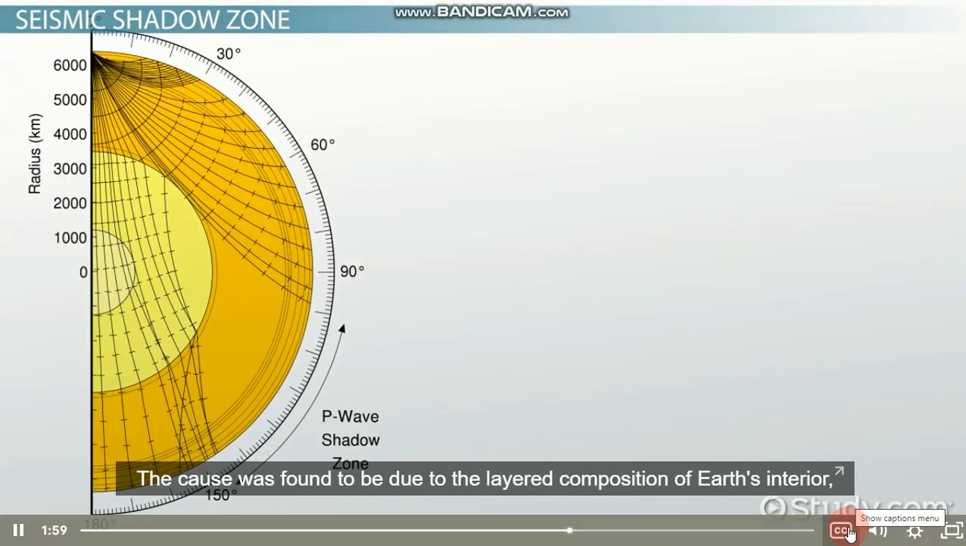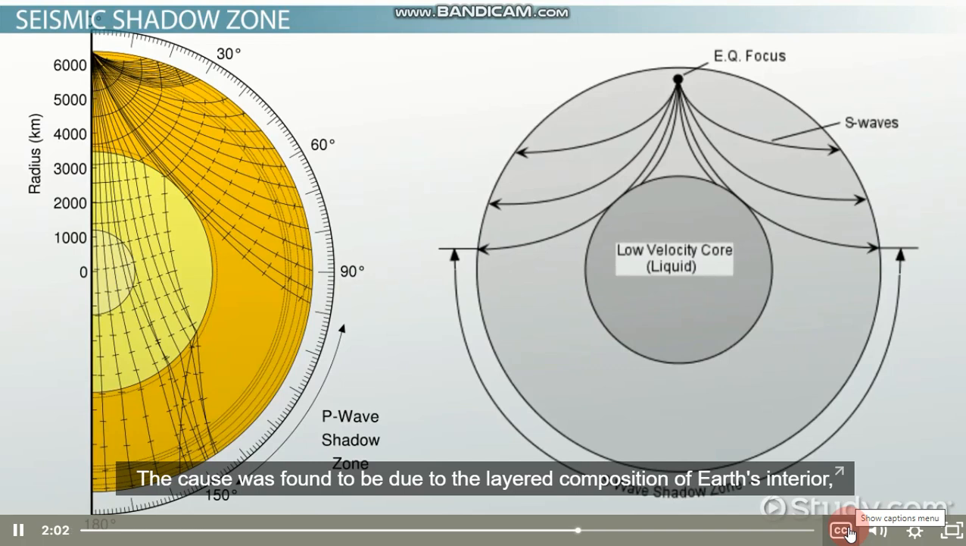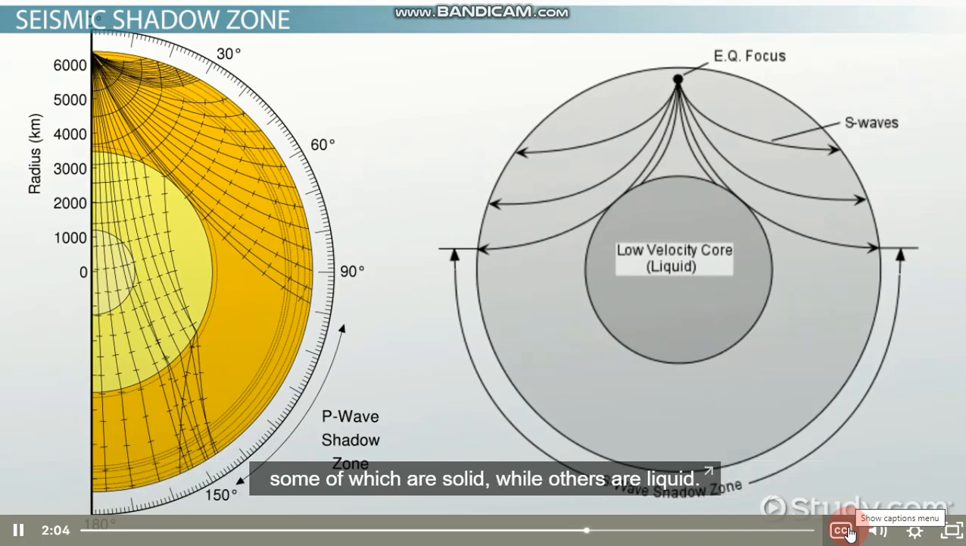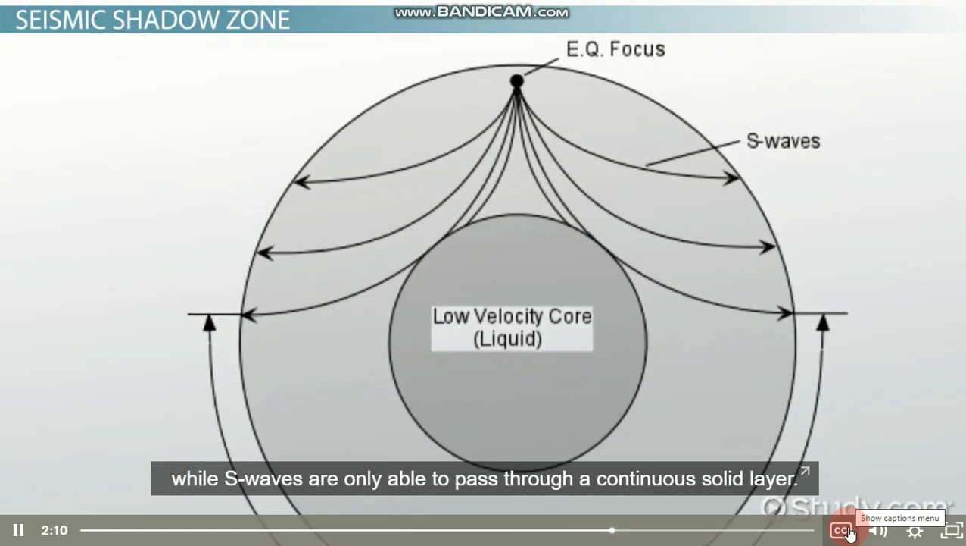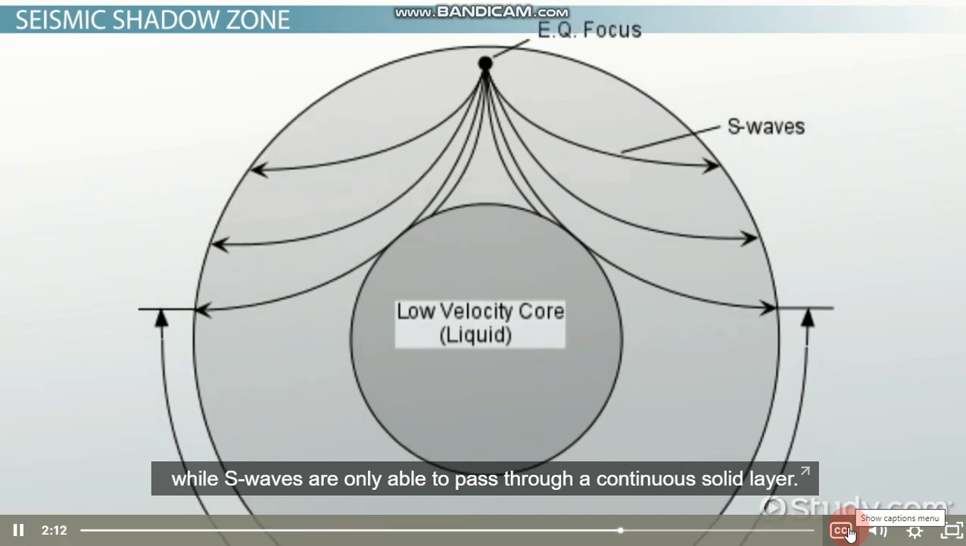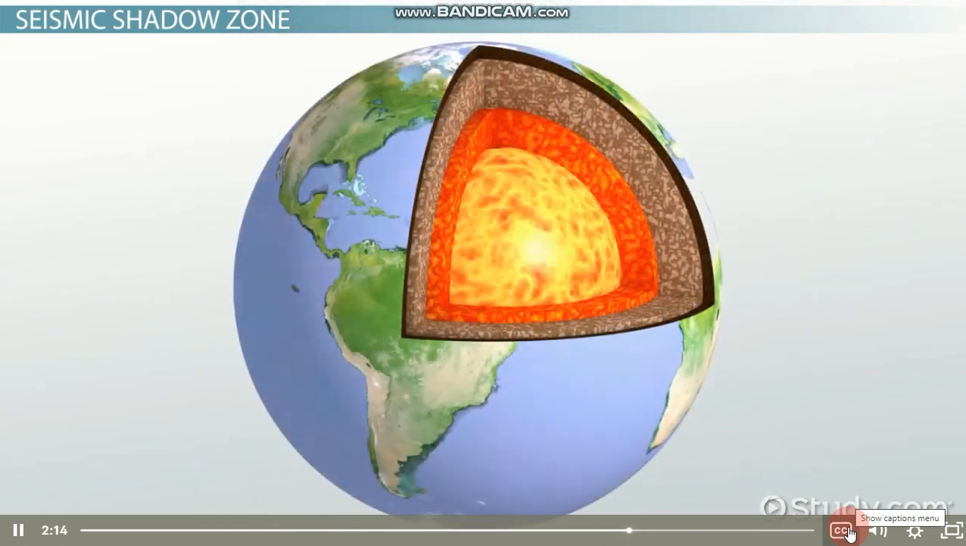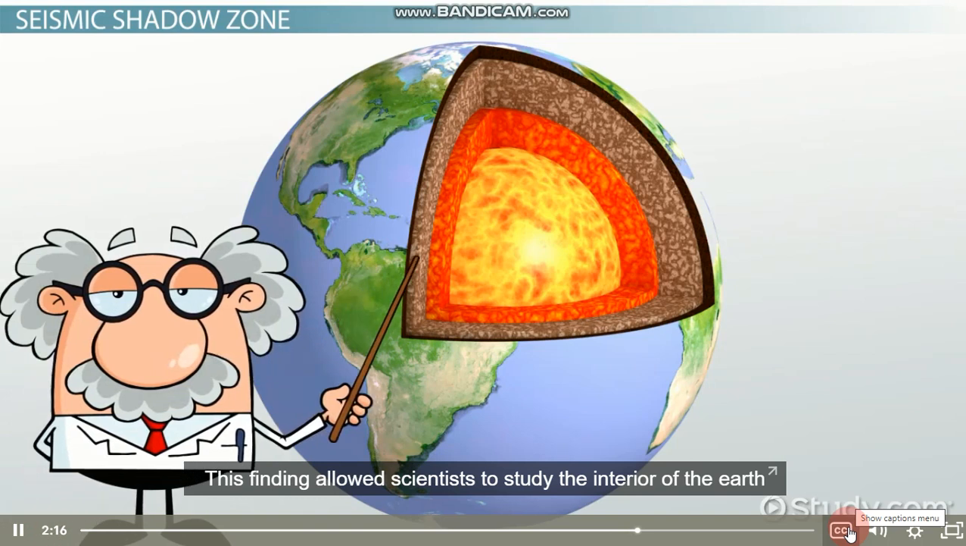The cause was found to be due to the layered composition of the Earth's interior, some of which are solid while others are liquid. P waves have the ability to pass through both solid and liquid layers, while S waves are only able to pass through a continuous solid layer. This finding allowed scientists to study the interior of the Earth by determining where S waves would and would not appear.